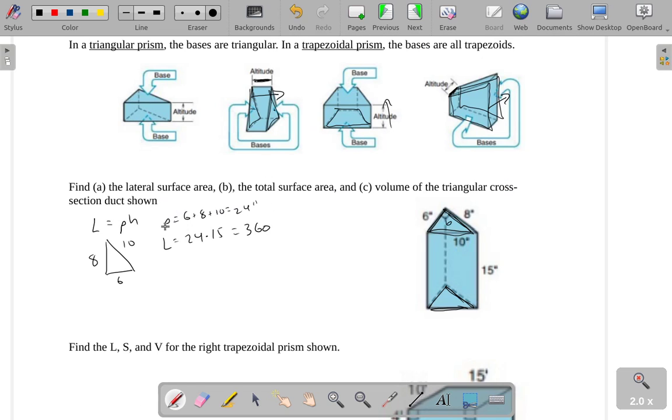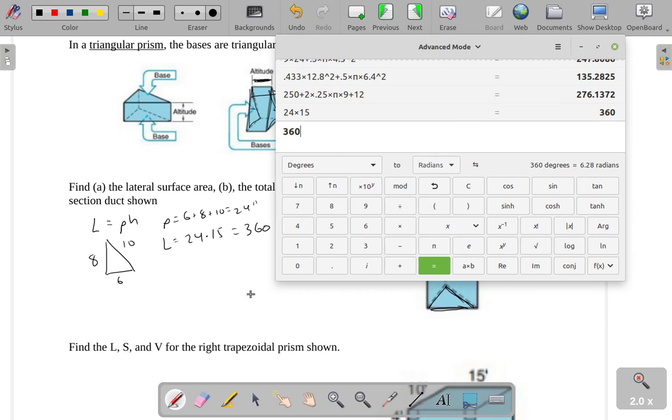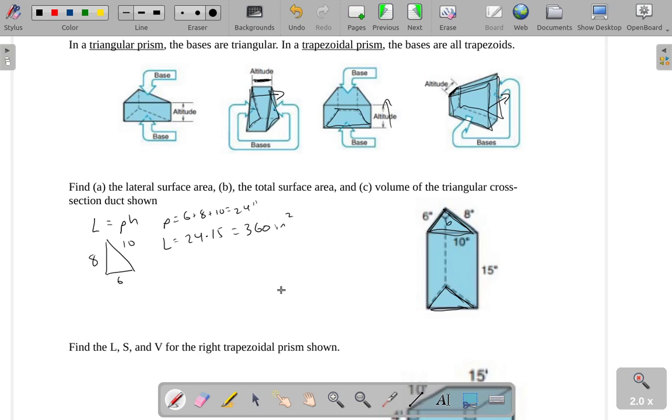360, this would be a number of inches times a number of inches. The perimeter is a distance, thus it's in inches. The height is a distance, thus it's in inches. And you can see my lateral surface area ends up being a number of square inches. So 360 square inches here.